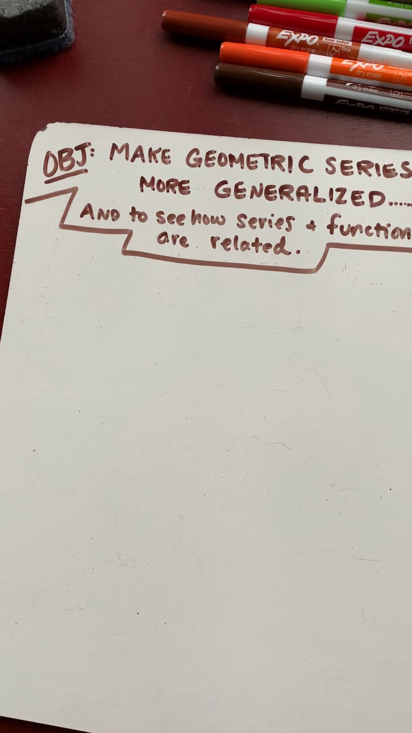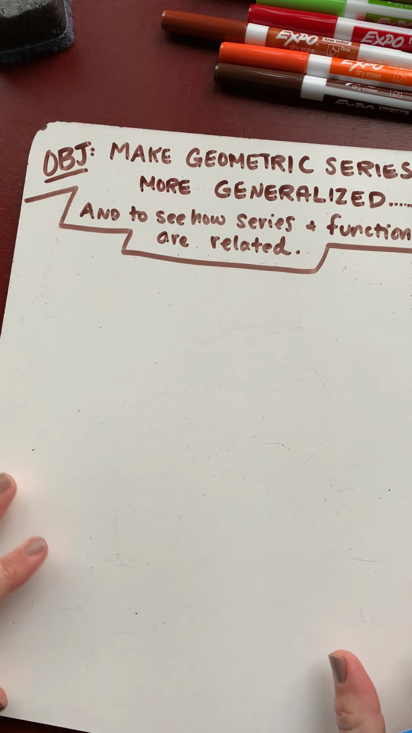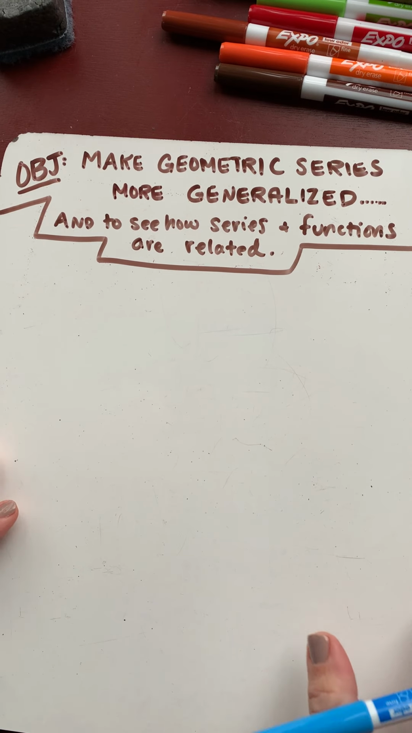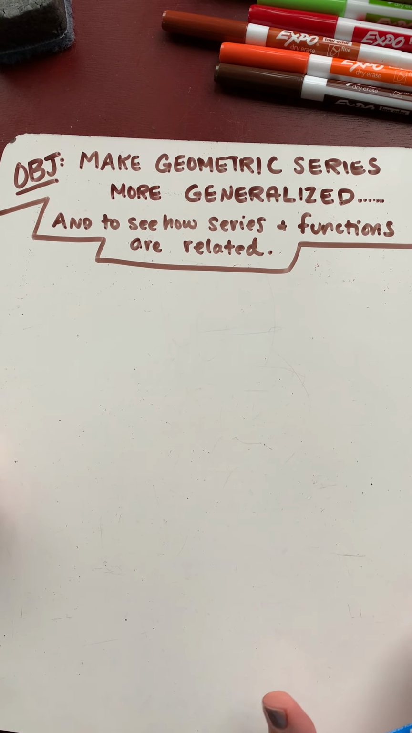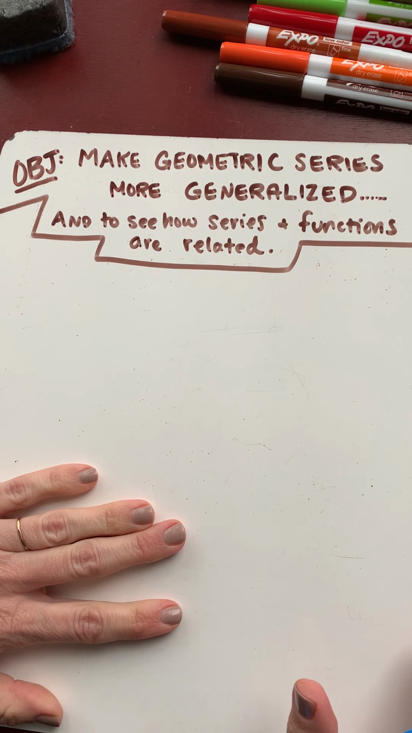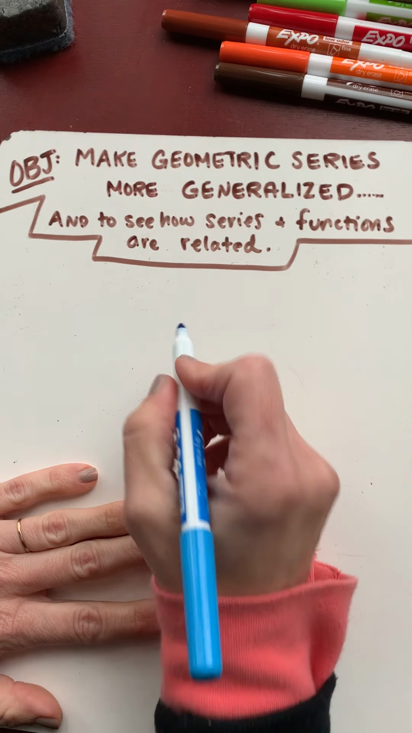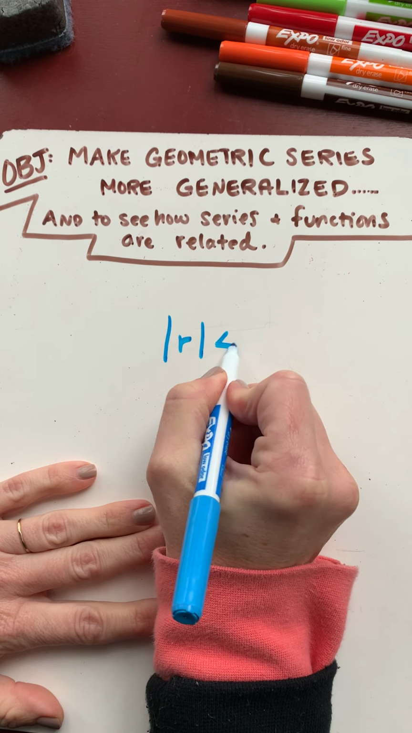So instead of a geometric series being numeric and having all these numbers that get added up, we want to look at this as more of a variable thing. And then we might have some restrictions on that variable because we know that geometric series only converge when the absolute value of that multiplier is less than 1.